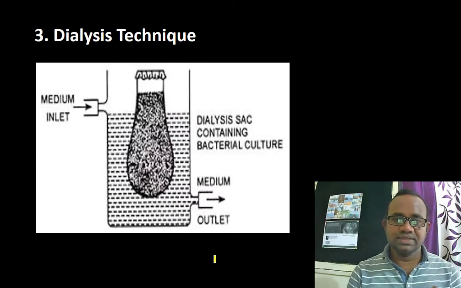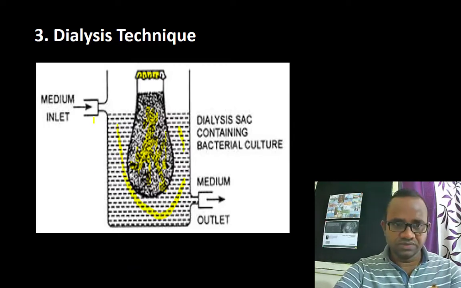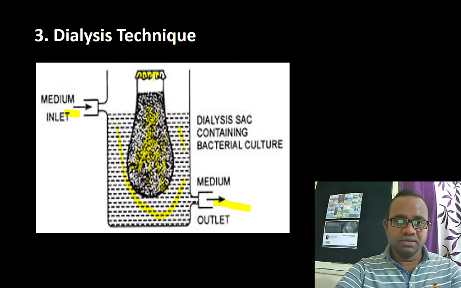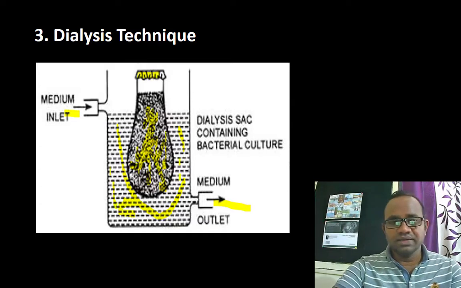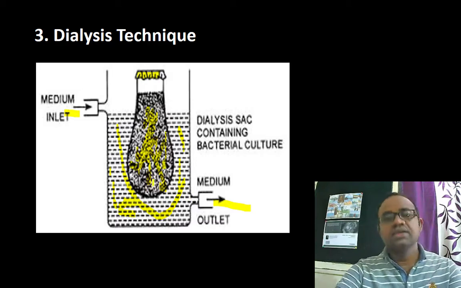Third is the dialysis technique. In this technique, we take a dialysis bag, and inside this dialysis bag we have the bacteria. We dip this dialysis bag into the surrounding medium, in a vessel which has an inlet and an outlet. When we dip the bacteria in the dialysis bag into the medium, the medium is always available for the bacteria to grow, because the dialysis bag is semi-permeable, so the medium can enter inside the bag.